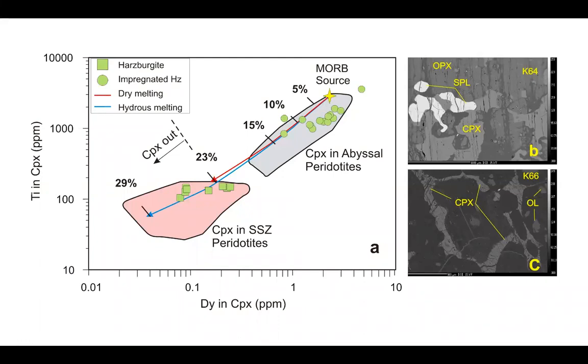CPX ytterbium and dysprosium concentrations of mantle peridotites significantly separate mantle harzburgites and impregnated harzburgites from each other. Impregnated harzburgites show similar compositions with abyssal peridotites.